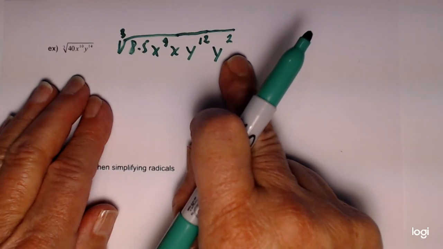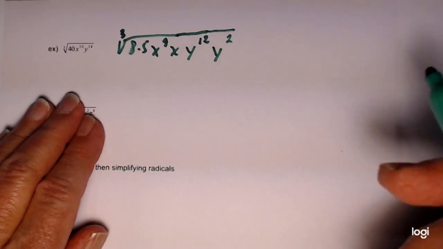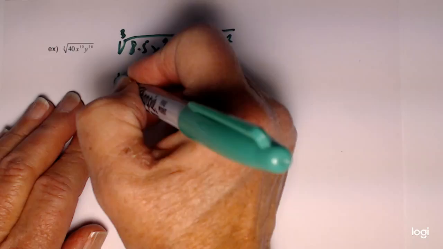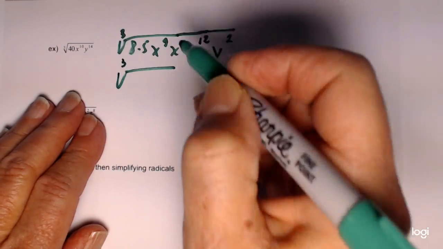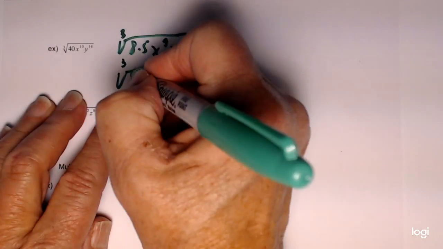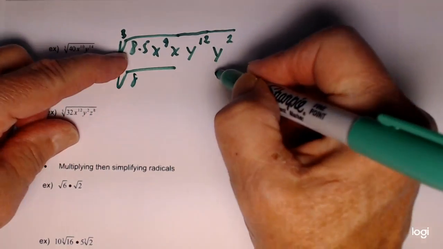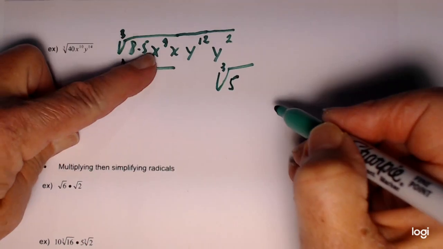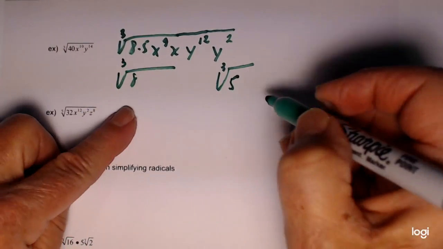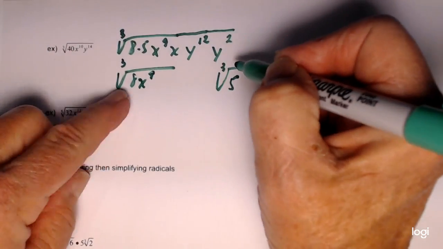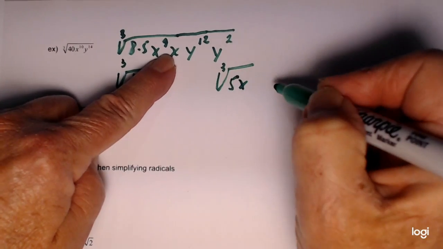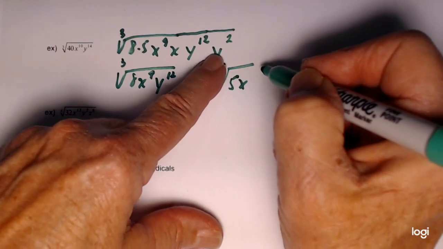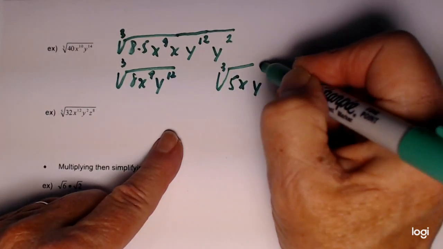I think I will do what I did with the previous example, and that is collect all the perfect cubes in one radical, and then what is not in the back radical. So here, 8 is a perfect cube, and then 5 is not, so I'm going to put that there. X to the 9 is a perfect cube, so I'll put that here. X is not, so I'll put it in the back. Y to the 12, perfect cube, I put it here. Y squared is not, I'll put it back here.